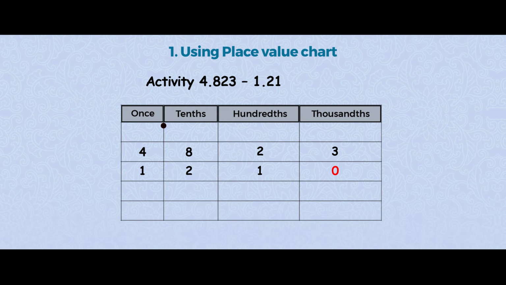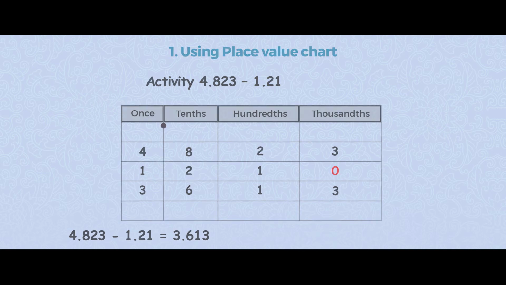Okay, now let's subtract. So 3 take away 0, you'll get 3. 2 take away 1, you'll get 1. 8 take away 2, you'll get 6. And 4 take away 1, you have 3. So 4.823 minus 1.21 will give you 3.613. Okay, now it's your turn.